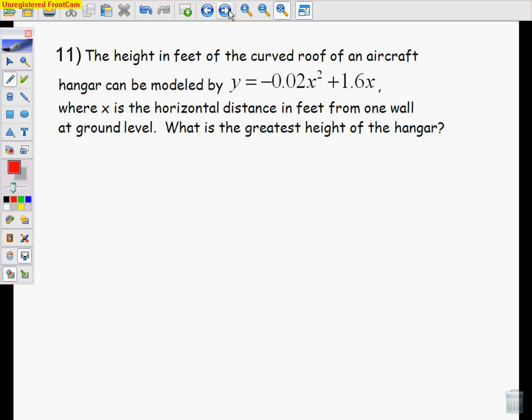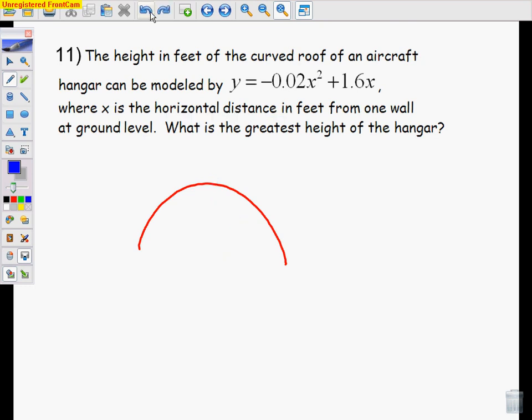Now, because the equation he gave us for the height of the hangar is a quadratic, we know that this is going to be a parabola. It's going to be a parabola that opens downwards because we see that a is negative. The greatest height of any parabola is going to be the vertex. So all they're really asking us to do is find the vertex of this parabola, and we'll see that the value for y is going to be the height. Because x is the horizontal distance, we need the vertical distance. The vertical distance is represented by y.